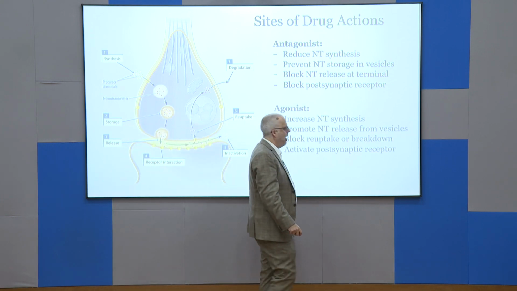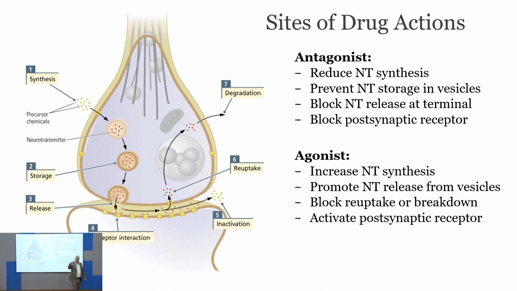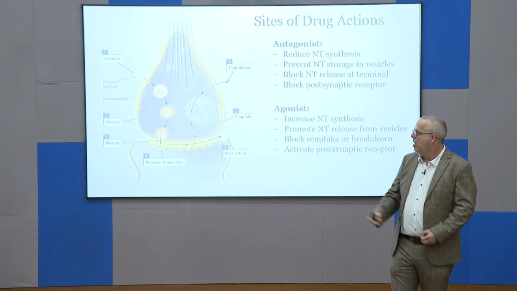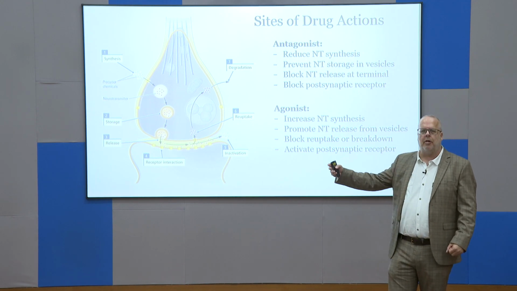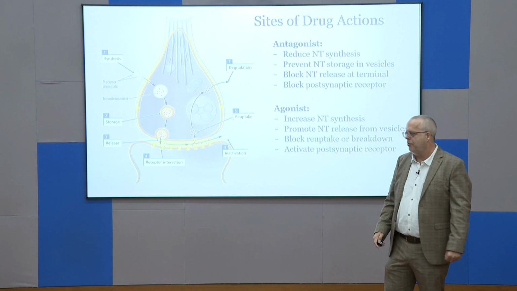On the other hand, we can have agonists. Agonists enhance. We can increase neurotransmitter synthesis. We can promote the neurotransmitter release from vesicles. We can add more neurotransmitter in each of our vesicles, for instance. We can block reuptake, so it's no longer sucked back up into the terminal. That neurotransmitter remains in the synaptic cleft. Or we can have a drug that actually mimics the neurotransmitter and can bind to that postsynaptic receptor. All of these are agonists, that is, they're going to have a facilitatory effect.